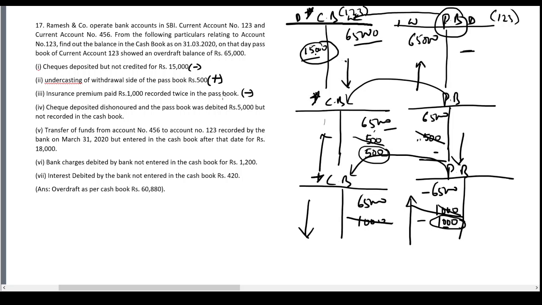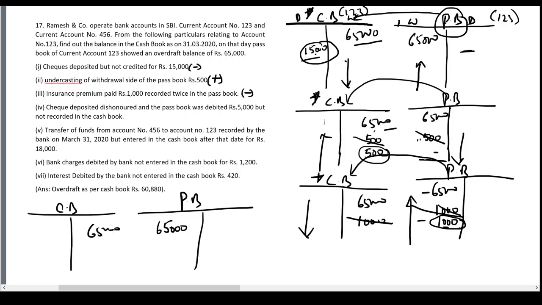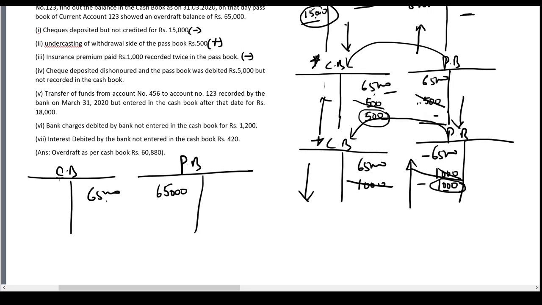Checks deposited dishonored and the passbook was debited rupees 5000 but not recorded in the cash book. I'll prepare the working note here. Cash book, passbook, 65,000. Checks deposited and dishonored and the passbook was debited for rupees 5000 and not recorded in the cash book.